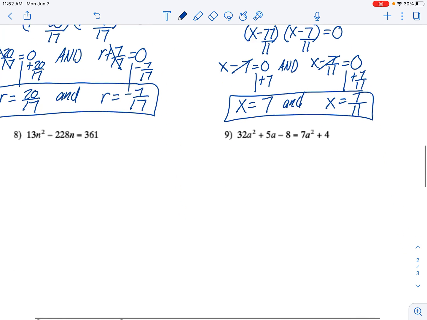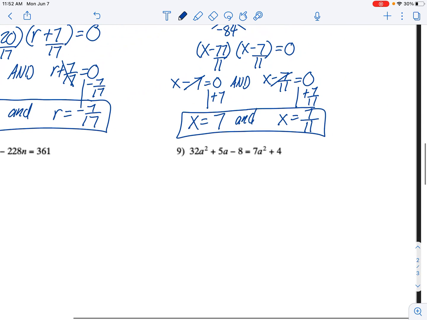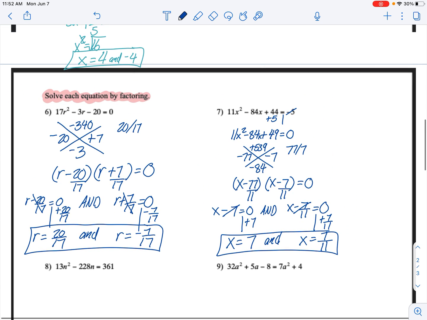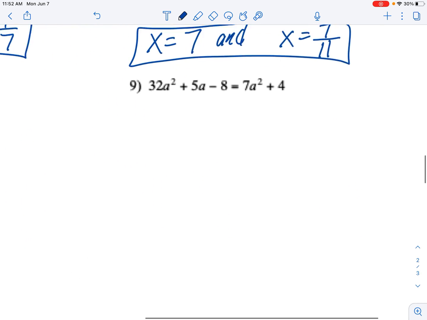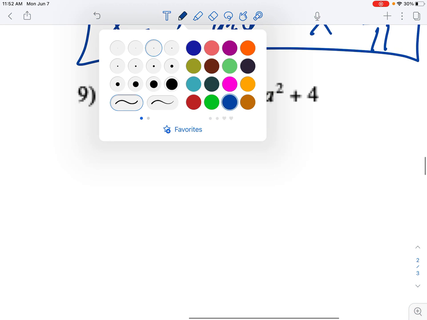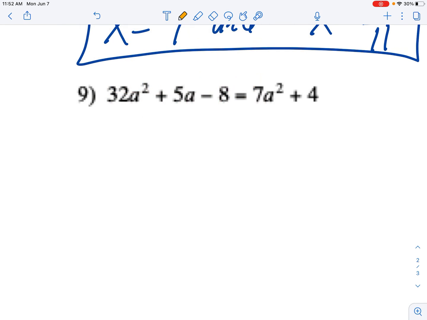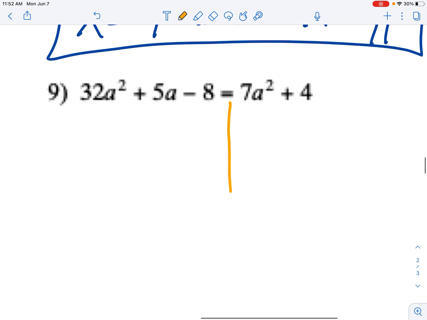Look at that. So this is as tough as it's going to get, everybody. So let's do one more, right? Let's do one more of the tough ones here. So let's do number 9 here. So what I need to do, everybody, is I need to move this 7a squared over as minus 7a squared. And I need to move this plus 4 over as minus 4. So now I'm left with 0 here, which is what I wanted.